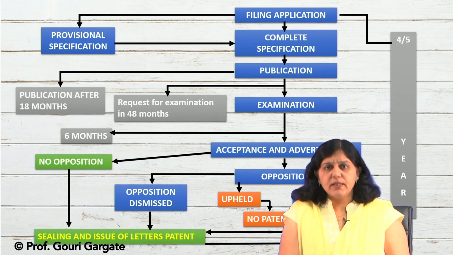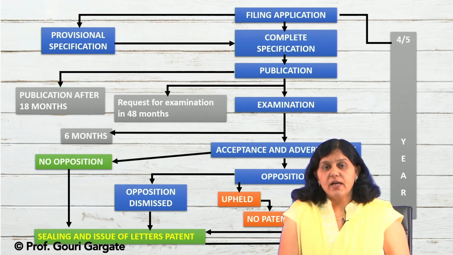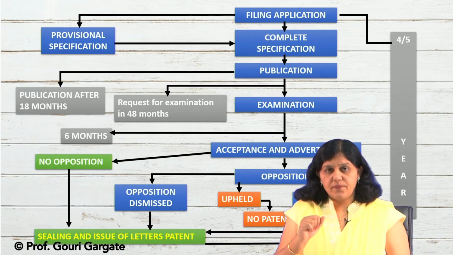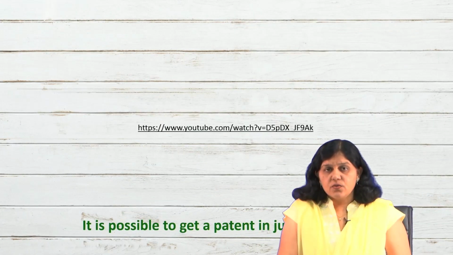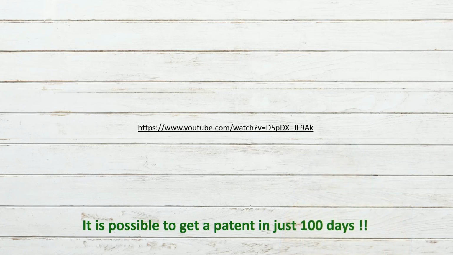So, just see the timeline: provisional or complete, then publication, examination, first examination report, then the grant of a patent, to opposition, pre-grant and post-grant opposition. Okay, so this is the total cycle of patent prosecution. Now, here we will see one interesting video.